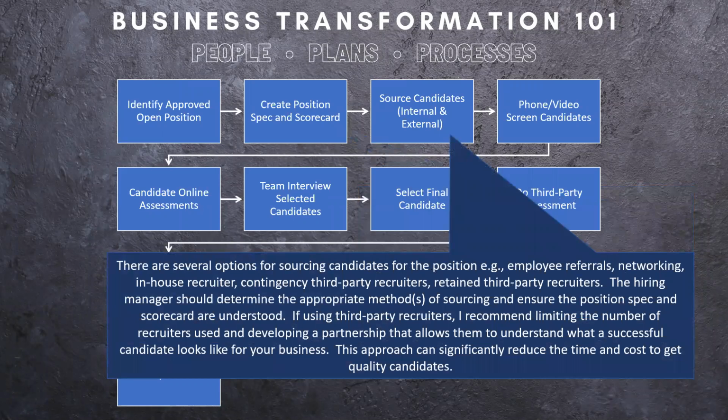Third step is sourcing candidates for the position, and you have several options. Candidates could come from employee referrals, networking, an in-house recruiter, a contingency third-party recruiter, or a retained third-party recruiter. HR and the hiring manager should determine the appropriate methods of sourcing and ensure the position spec and scorecard are understood. If you go with third-party recruiters, I recommend limiting the number of recruiters you use and developing a partnership that allows them to understand what a successful candidate for your business looks like. This approach can significantly reduce the time and cost to get quality candidates.